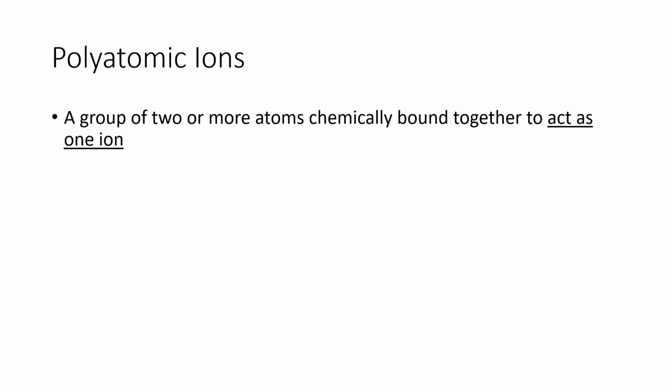Another aspect to ionic naming is whenever we have polyatomic ions. These were on the back of your Chem 1 reference sheet, but we don't have that on our reference sheet. You have to refer to your memorization list and study these. Polyatomic ions are a group of 2 or more atoms that are chemically bound together and act as one ion. So whenever they are bonded together, they have an overall charge that can bond ionically.